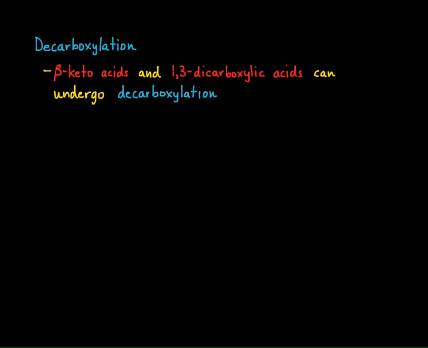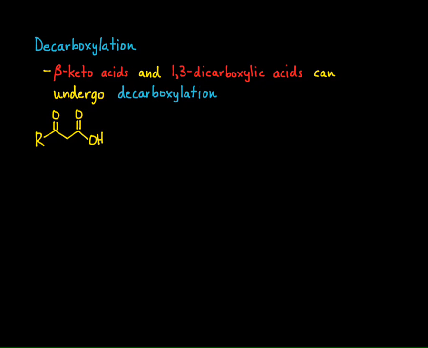One is called a beta-keto acid, and the other is called a 1,3-dicarboxylic acid. So these two types of acids can undergo decarboxylation. And the key is, number one, recognizing what a beta-keto acid is and what a 1,3-dicarboxylic acid is. So this is a generic structure of a beta-keto acid.